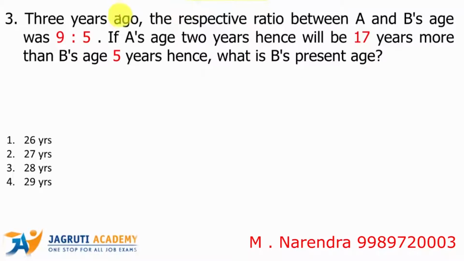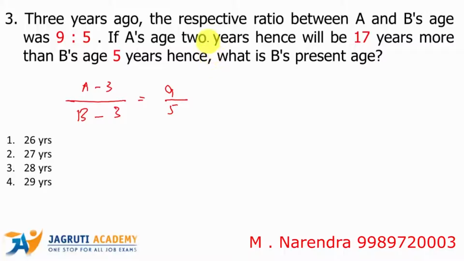Here the age ratio, it's a problem on ages. 3 years ago the respective ratio between A and B's ages was 9:5. 3 years ago, that means A minus 3 by B minus 3 was 9/5. Next, A's age 2 years hence will be 17 years more than B's age 5 years hence.